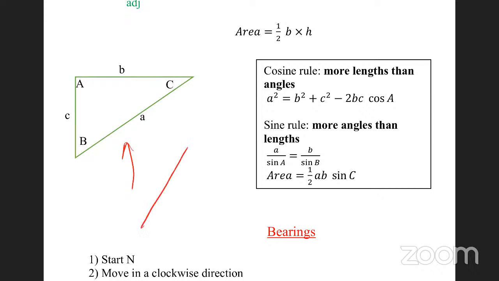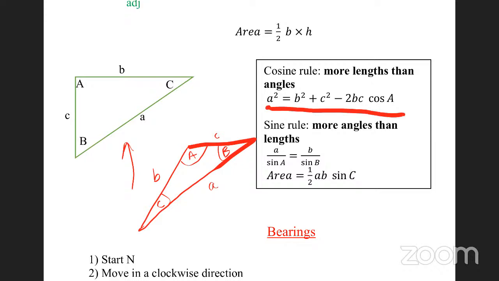Please remember, if your angle here is A, then opposite the angle will be the length a. If your angle here is B, opposite B will be length b. Then here will be C, opposite will be length c. Are you okay with that? Cosine rule looks like this. When you're working it out, you work out this part first minus this part after. In the calculator, put brackets looking like that. Are you okay with that?